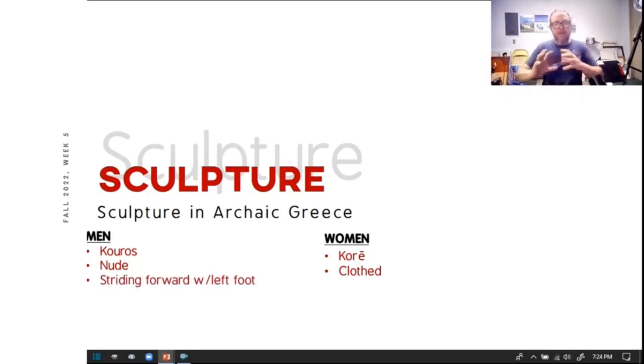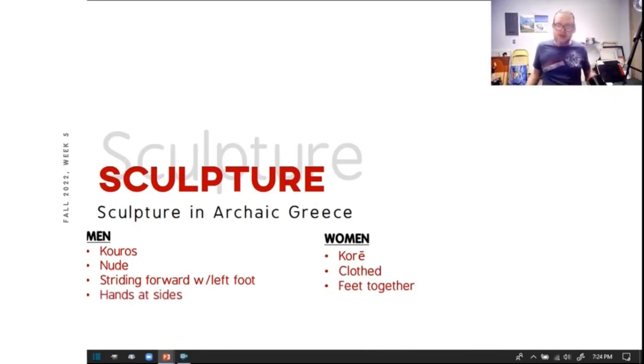The men, for male sculpture, the sculptors of archaic Greece adopted this particular type of pose from the Egyptians. We didn't look at any Egyptian sculpture in week one. That was one of the things I cut out of it in order to keep that lecture from going on too long. This pose of striding forward with the left foot is something that is very Egyptian, and the archaic Greeks adopted that. The women are portrayed with their feet together and flat on the ground.